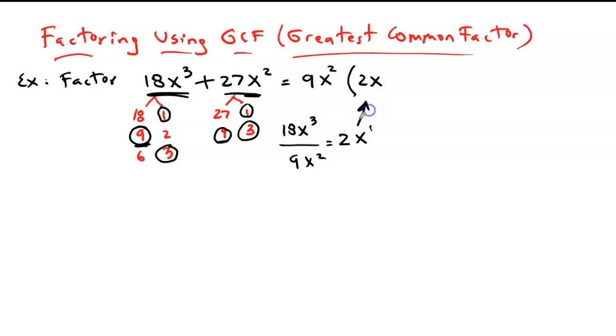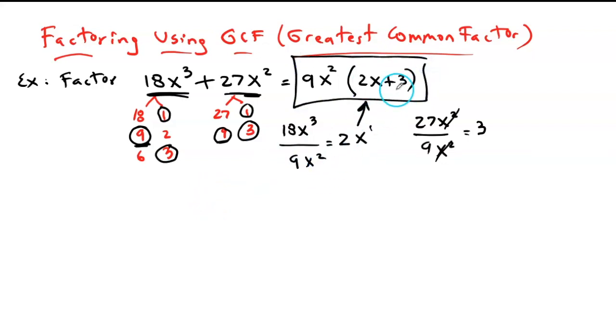That answer goes inside the parentheses. Next, second term, 27x squared divided by my GCF, 9x squared. X squared on the top and the bottom cancels. 27 divided by 9 is 3, plus 3. And I'm done. So this is my answer. You always check the inside of the parentheses. I will show you more of that in a minute. Alright, that's how we start with greatest common factor.